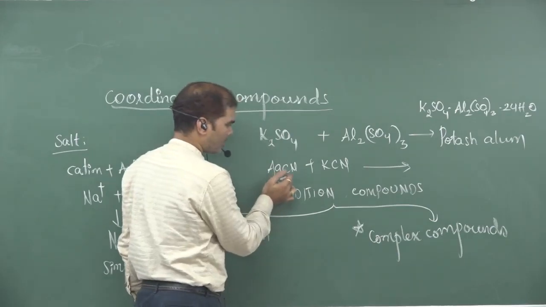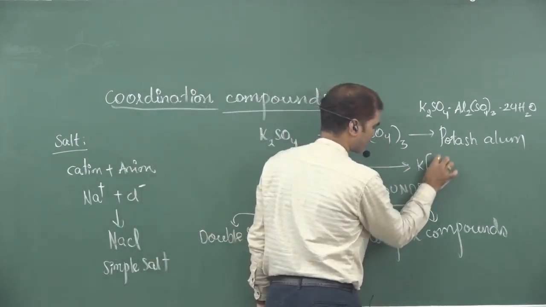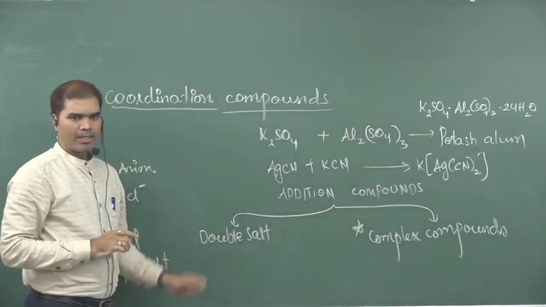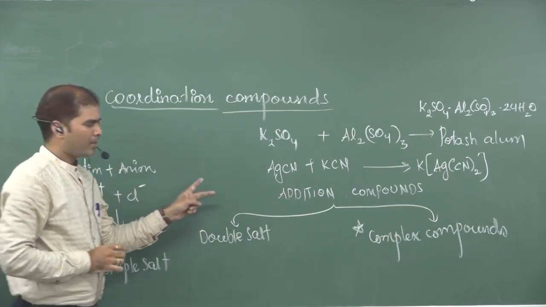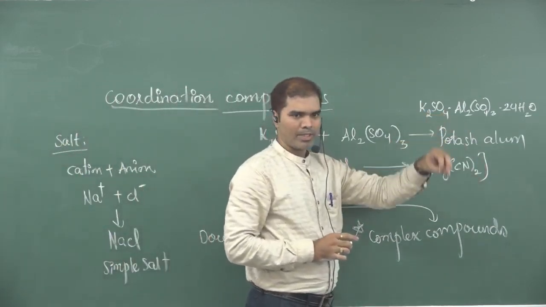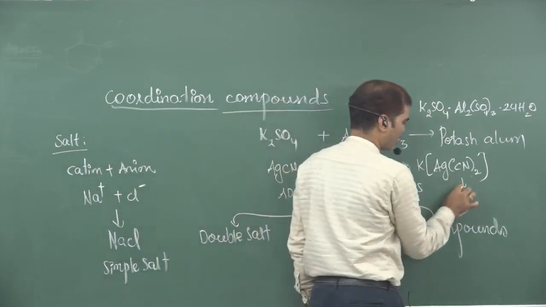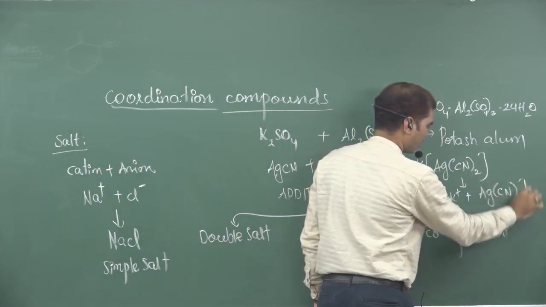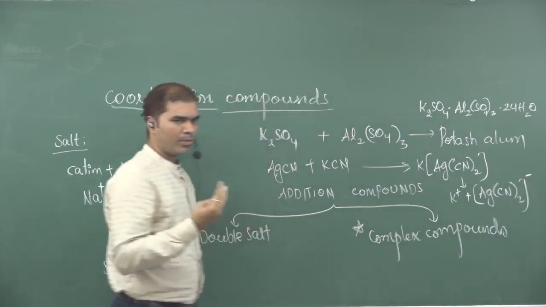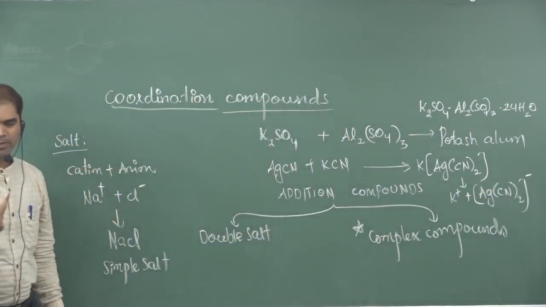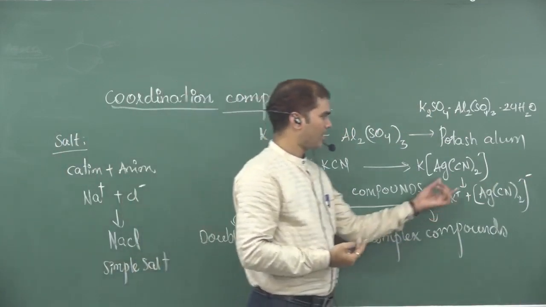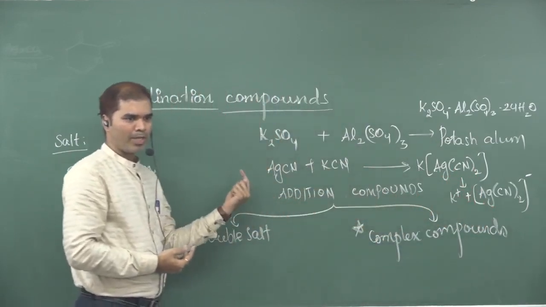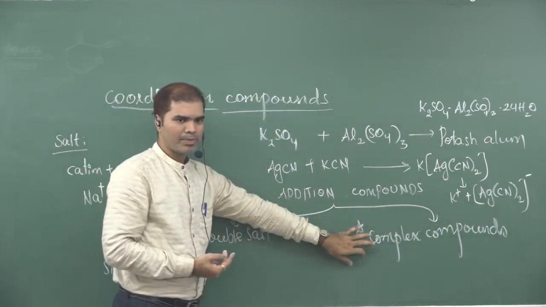But on the contrary, I have taken AgCN and KCN. Both are simple salts. But whenever I take the product and dissolve it into water again, I am not getting all the corresponding cations and anions. Instead, I will get only two ions, one cation and one anion. Now what is the definition of a complex compound? If I dissolve a compound into a suitable solvent and I do not get all the corresponding ions, such an addition compound we call a complex compound.